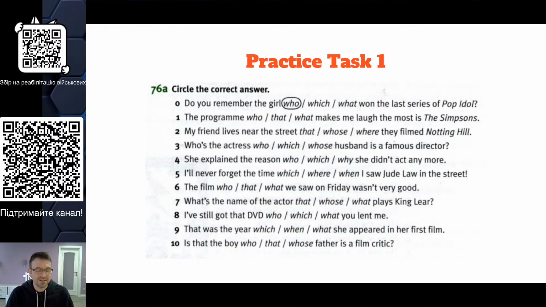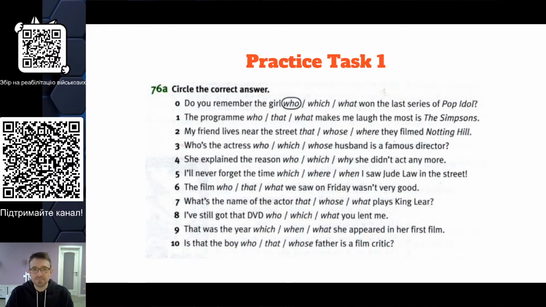The program that makes me laugh the most is The Simpsons. The program is not alive, it's a thing, it's an object, so we should use that here. Number two, my friend lives near the street where they filmed Notting Hill. This is a place, and so we have to use where in this situation. Number three, who is the actress whose husband is a famous director? Here we are showing possession. It's the husband of the actress, and so we should use whose.